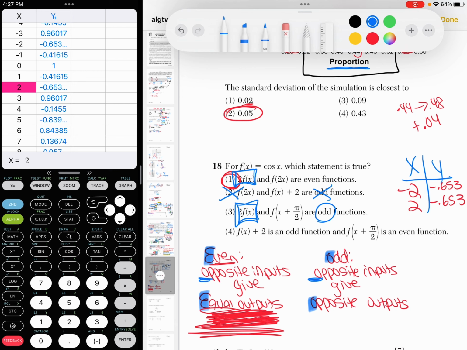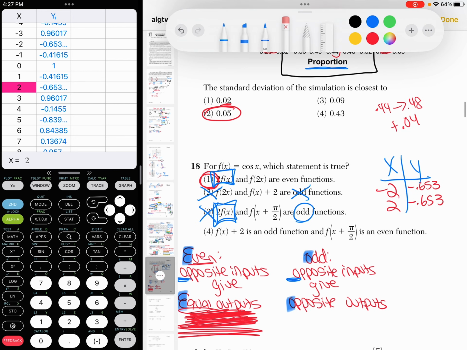This one's saying that it's odd. Goodbye, not choice 3 either. Okay, now the next, choice 4, we didn't look at at all yet, so we're going to have to actually investigate that one. I know we know it's choice 1, but you have to check them all.